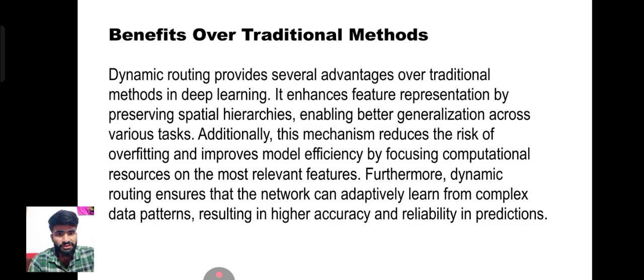Benefits over traditional methods. Dynamic routing provides several advantages over traditional methods in deep learning. It enhances feature representation by preserving spatial hierarchies, enabling better generalization across various tasks. Additionally, this mechanism reduces the risk of overfitting and improves model efficiency by focusing computational resources on the most relevant features. Furthermore, dynamic routing ensures that the network can adaptively learn from complex data patterns, resulting in high accuracy and reliability in production.